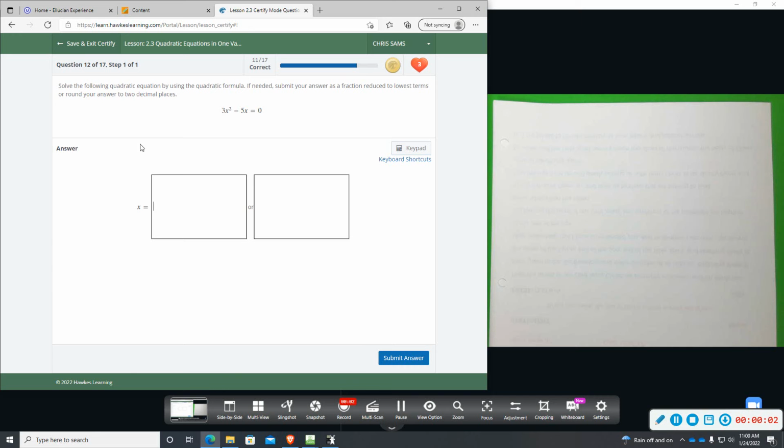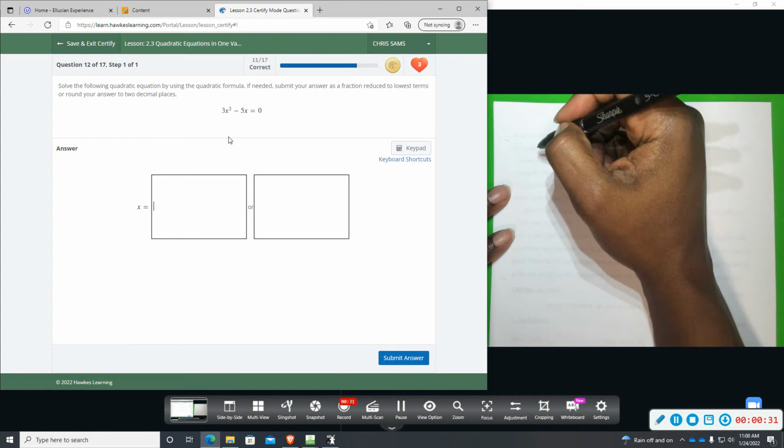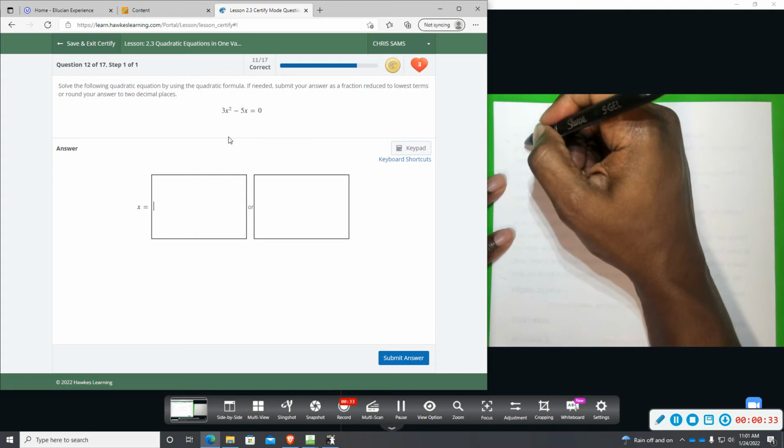Alright, number 12 wants us to use the quadratic formula, and it says submit your answer as a reduced fraction to lowest terms, or round your answer to 2 decimal places. So this time you can put it as a decimal to 2 decimal places. Now, I'm not sure why they say use the quadratic formula, because you can solve it with just basic factoring, but I'll try to show you both ways.